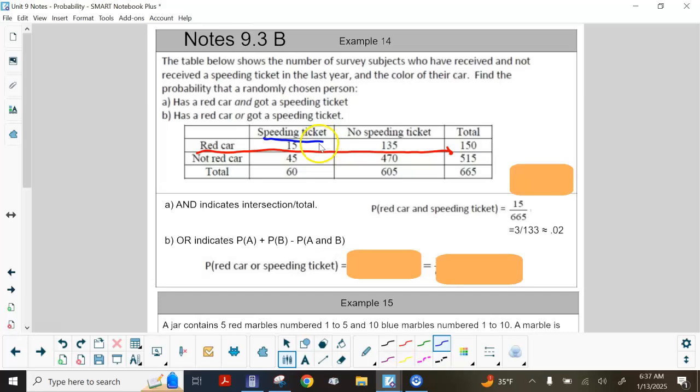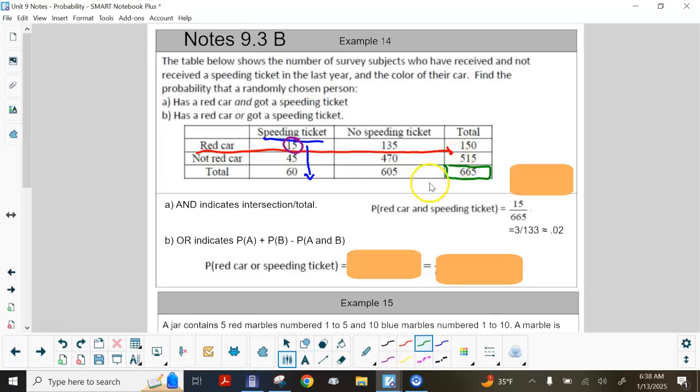And then speeding ticket, we said the total for speeding ticket at the end there was going to be the 60. And where those two overlap, that is the and portion, because these are the people that had a red car and a speeding ticket. So if you notice, the answer here says 15 over 665. Where the 665 comes from, it's from the grand total, which is down here.